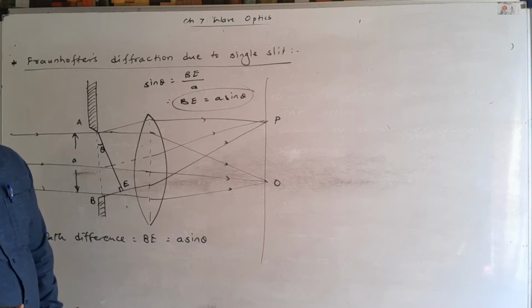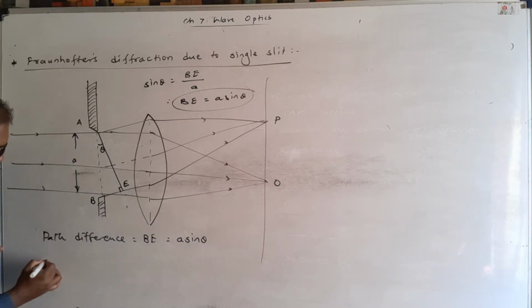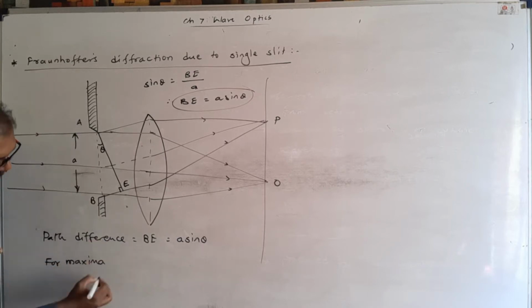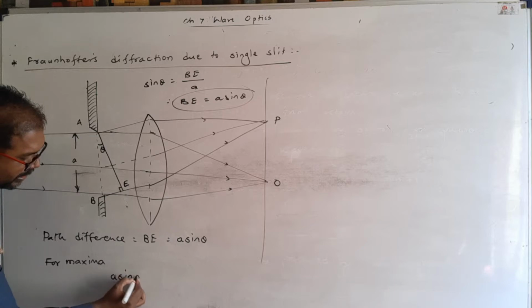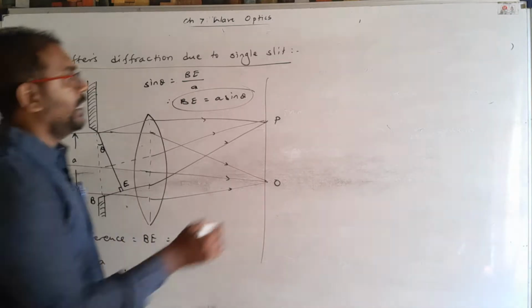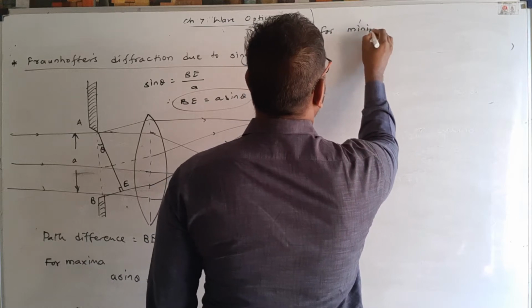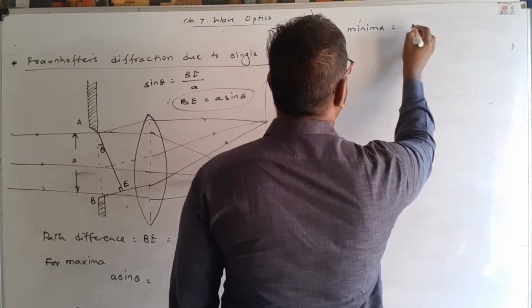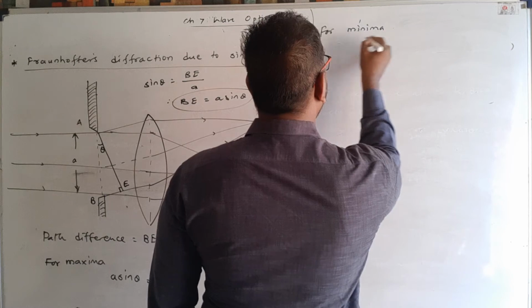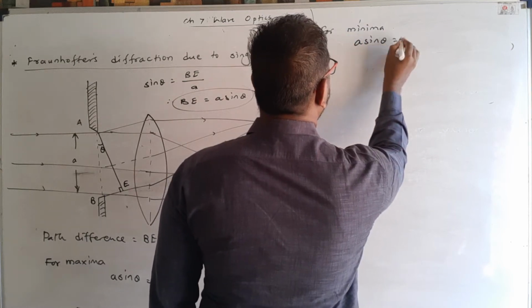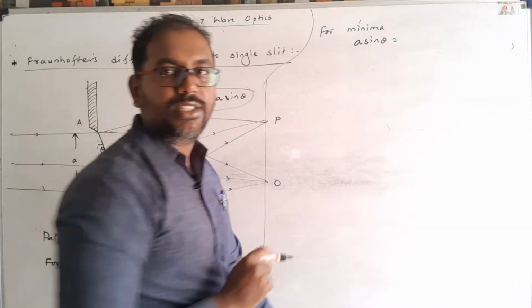Now I can write a condition for maxima and condition for minima. For maxima point, A sin theta is equal to, and here I am writing for minima point. For minima, path difference A sin theta is equal to. Now we have to obtain these conditions.